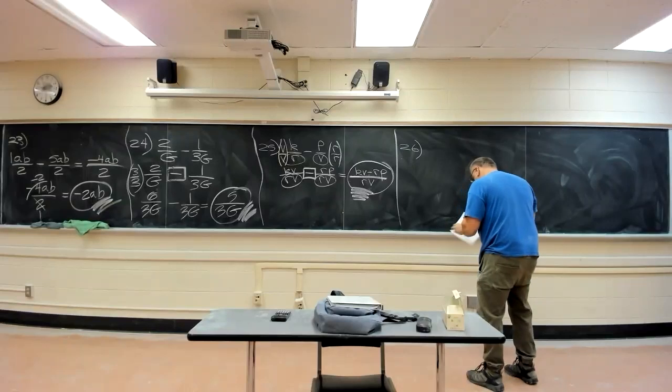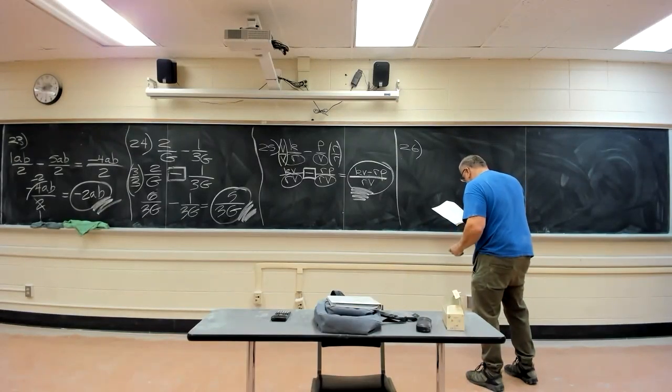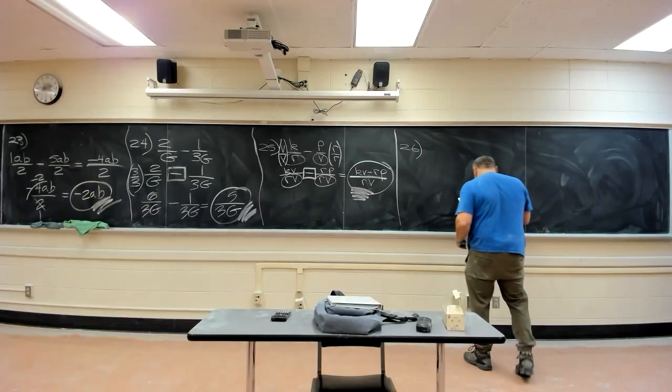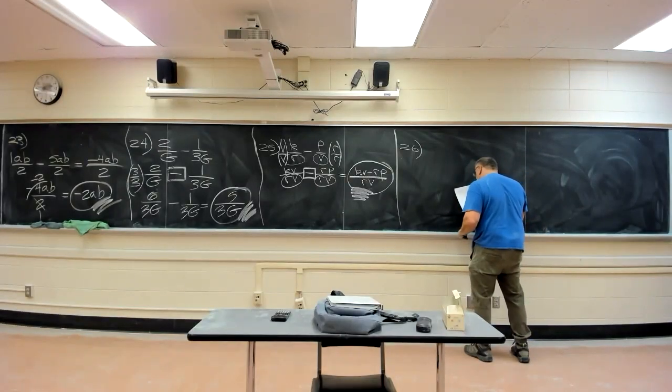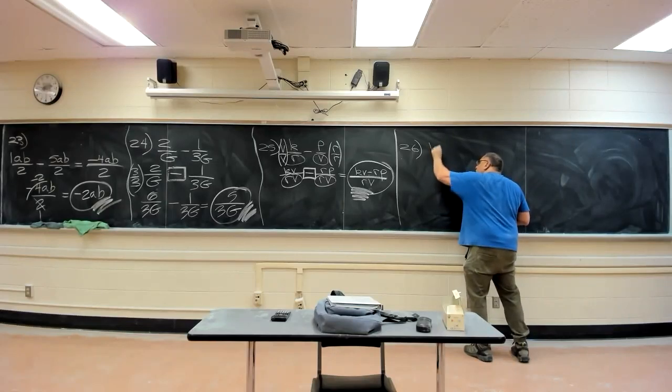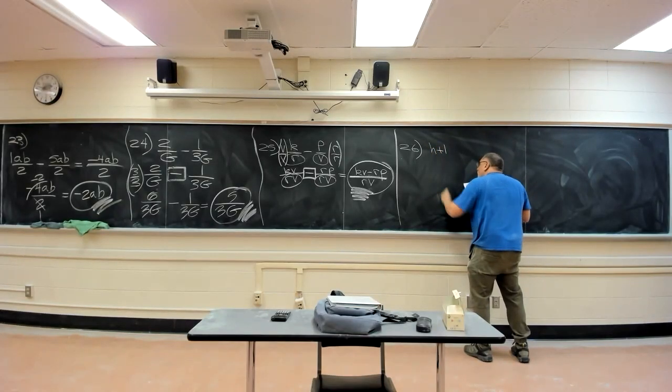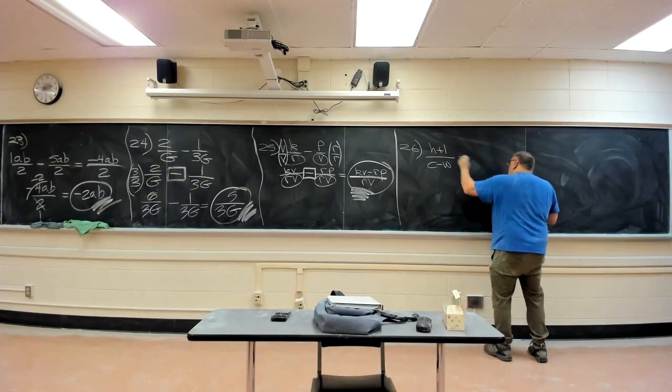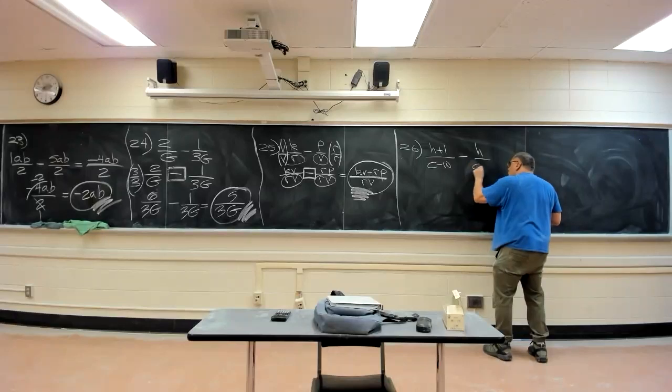26. That's an interesting problem. It's not too bad. Comes out pretty good for us, actually. But let's look at it. For 26, they got h plus 1 over c minus w. And they got h over c minus w again.